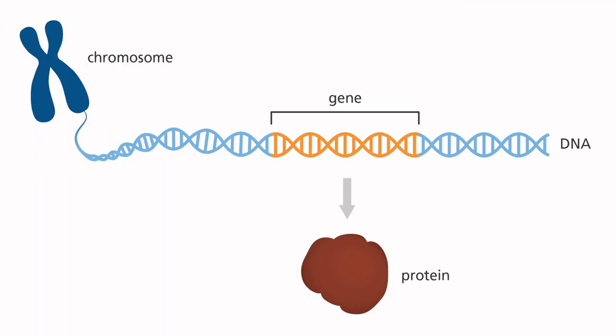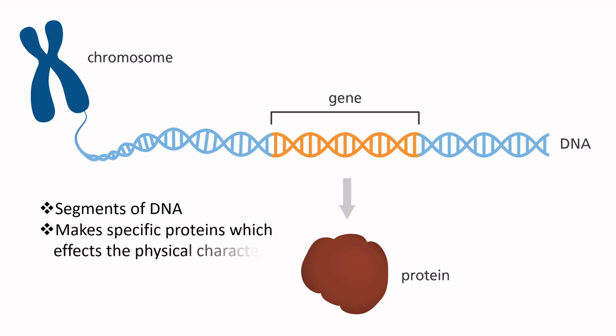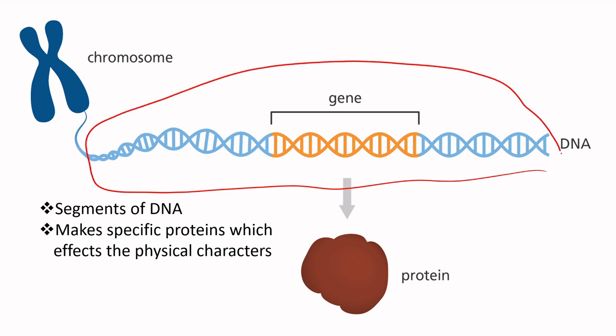Then comes gene. We are very well aware of gene and DNA. Most of the time we use gene and DNA without giving any thought to the premises. But what a gene actually is, we don't know. A gene is nothing but a segment of DNA which codes for specific proteins, which give us our physical characteristics. See, this whole strand is total DNA, but a gene is that part of DNA which gives rise to a protein.